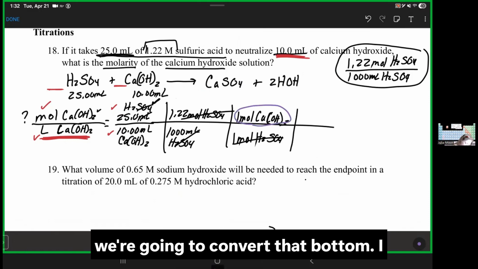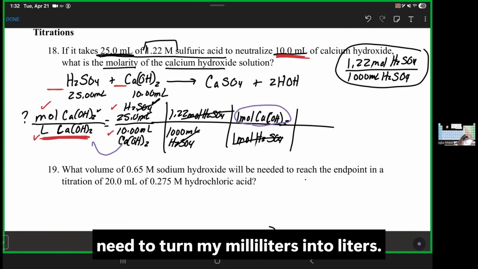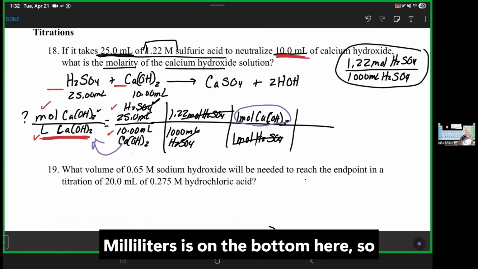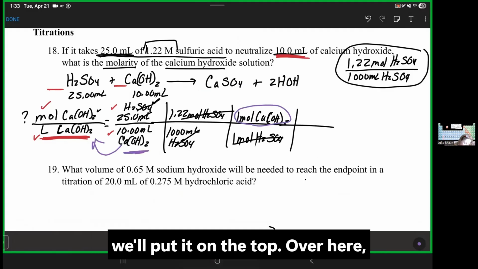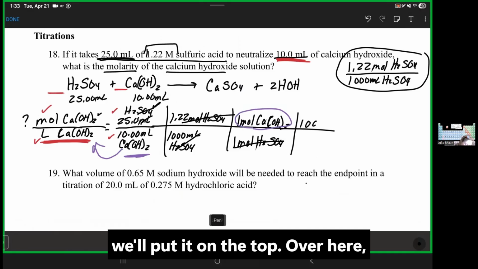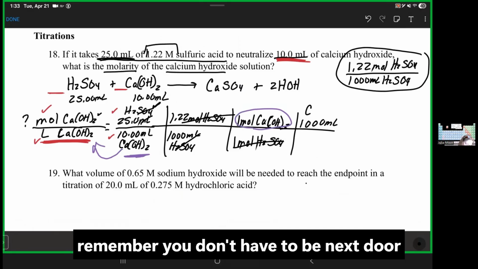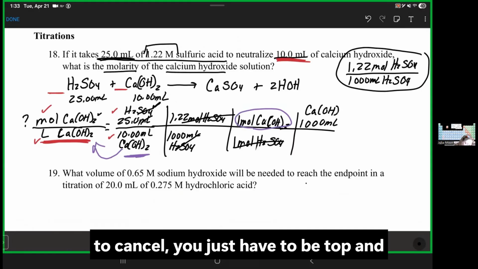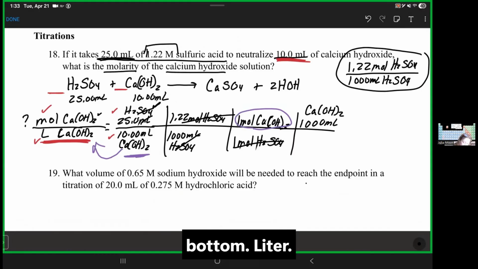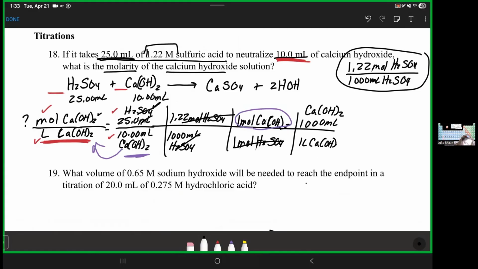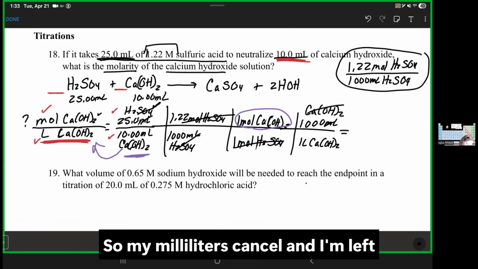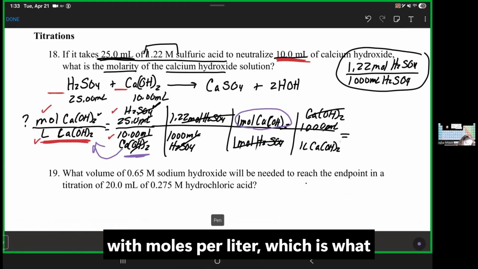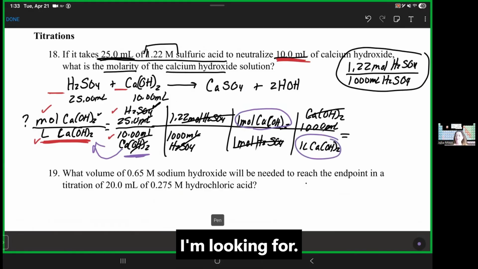So we're at moles of calcium hydroxide on the top, which is what we want. So now we're going to convert that bottom. I need to turn my milliliters into liters. Milliliters is on the bottom here. So we'll put it on the top over here. Remember, you don't have to be next door to cancel. You just have to be top and bottom. Liter. So my milliliters cancel, and I'm left with moles per liter, which is what I'm looking for.